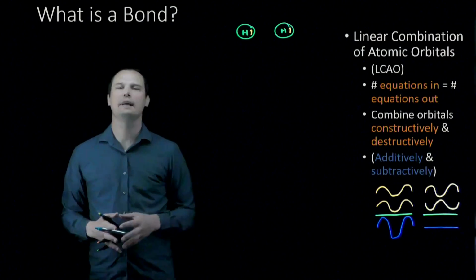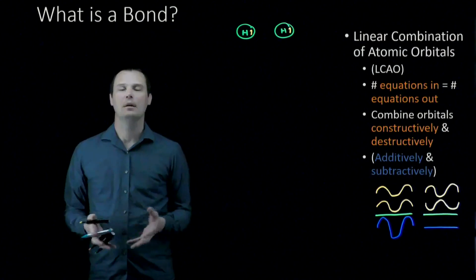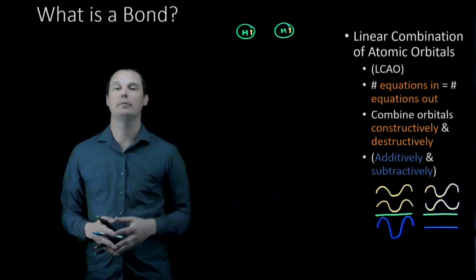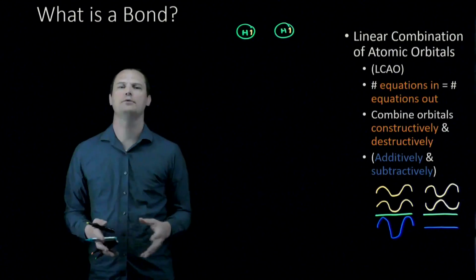How do two hydrogen atoms bond together to form a bond? In the previous video, I talked about the linear combination of atomic orbitals. If you want to watch that, I've got a link down below. You should probably watch that before watching this one, as it gives you the background necessary.